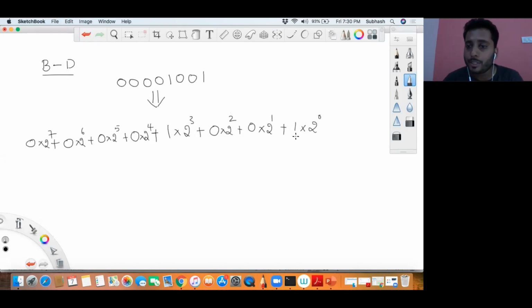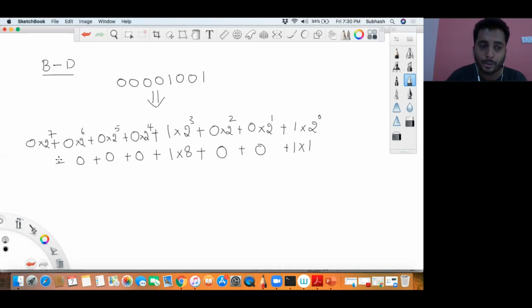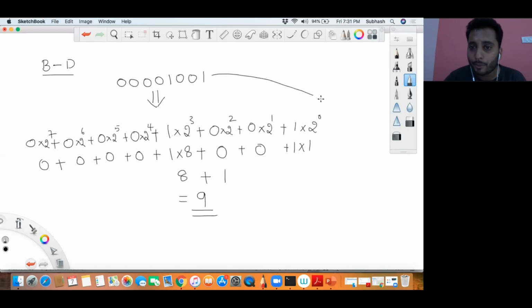Okay, so this becomes what? 1 into 2 to the power 0 is 1, since 2 to the power 0 is 1, so 1 into 1, plus this becomes 0, plus this becomes 0, plus 2 to the power 3 is 8, so this becomes 1 into 8, plus 0 plus 0 plus 0 plus 0. So if you now add all this, 1 into 8 is 8, plus 1 into 1 is 1, so the result will become 9. So this binary format is converted into decimal format 9.